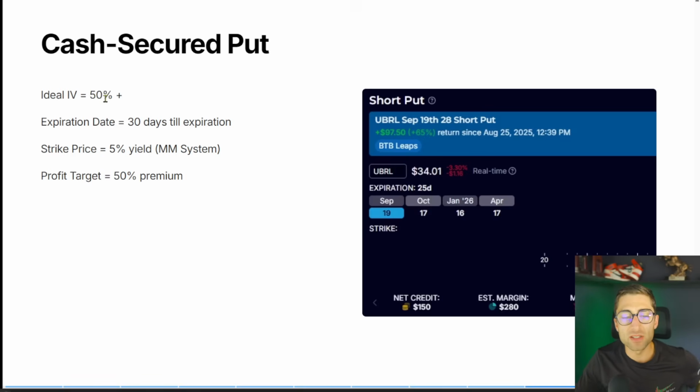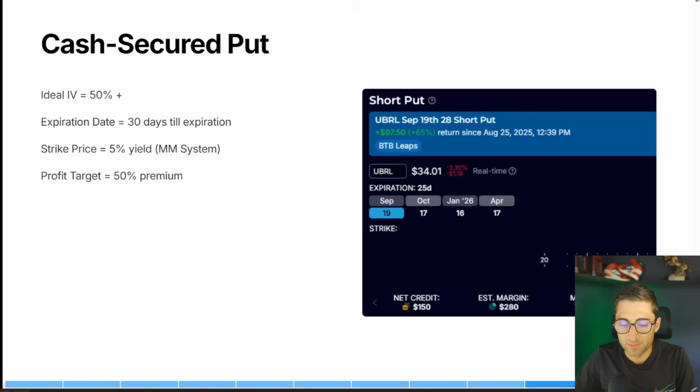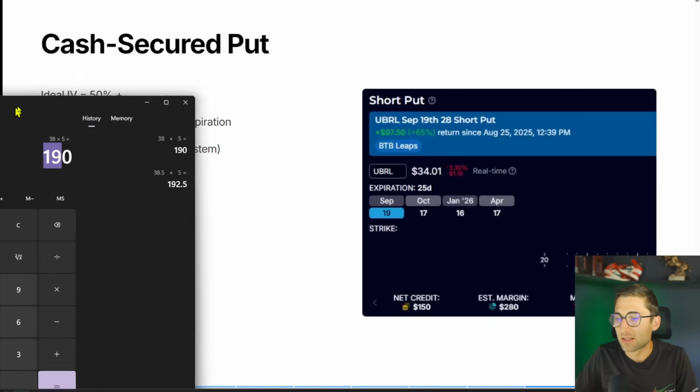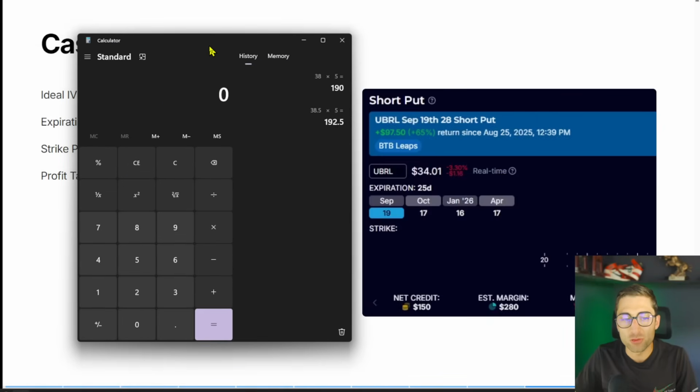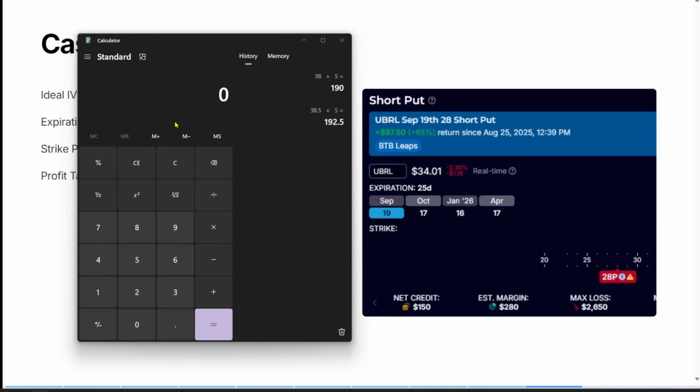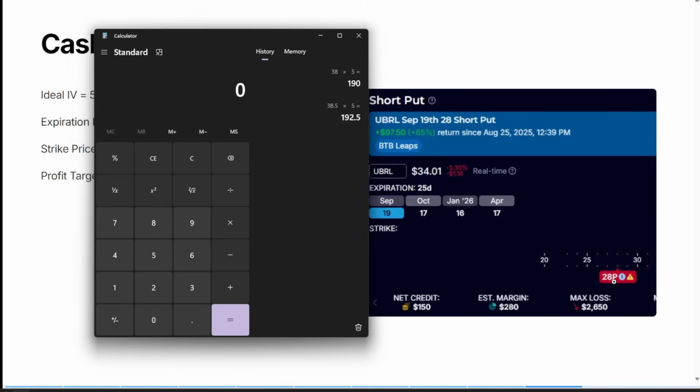It's a trade we took with our students two weeks ago. We closed for a profit. And what I do with this trade is I look for an option 30 days out that can make me a 5% return. And what happened was this trade here, the strike price is 28 that we took with the students. So 28, you can see here.